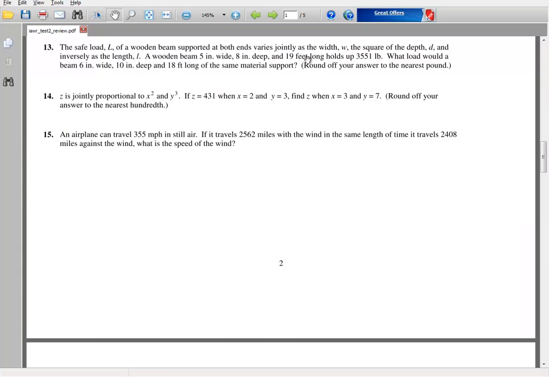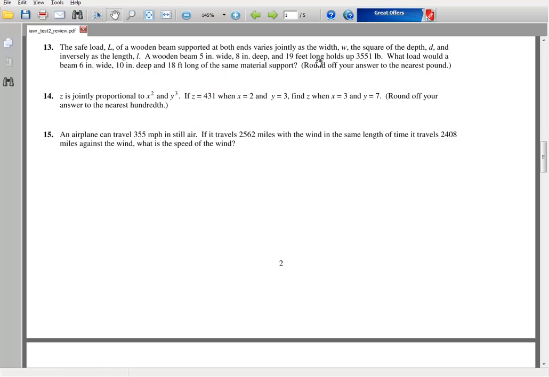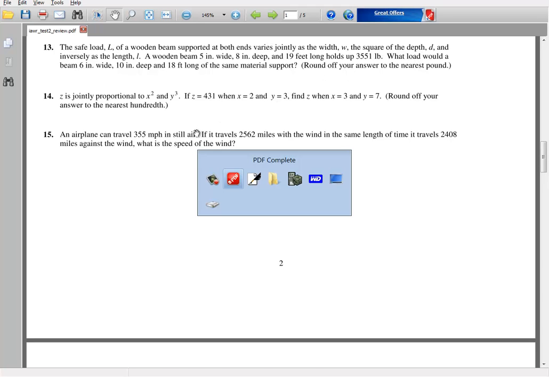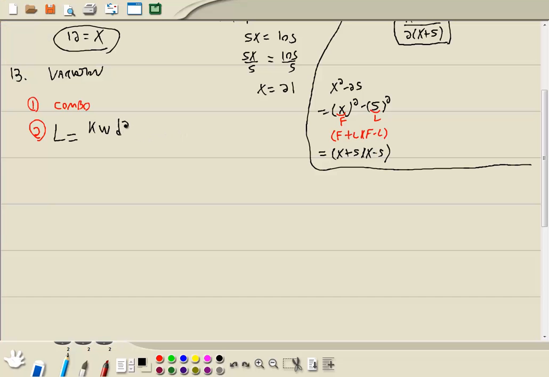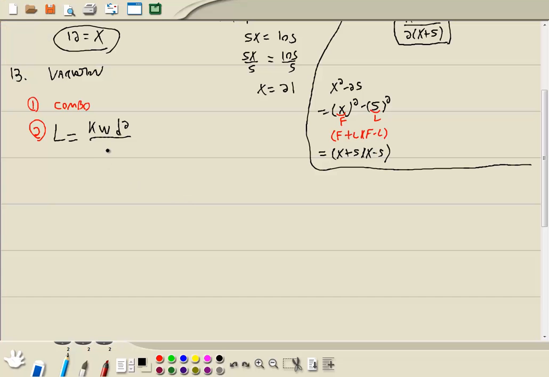Varies jointly as the width W. So we got KW. The square of the depth D, so D squared. And inversely, now the inverse part, inversely is the length l. The inverse part always goes down in your denominator. So this will be l down here, lowercase l.